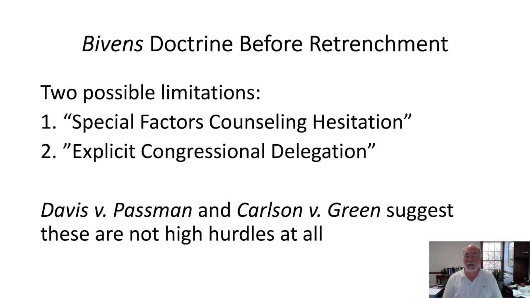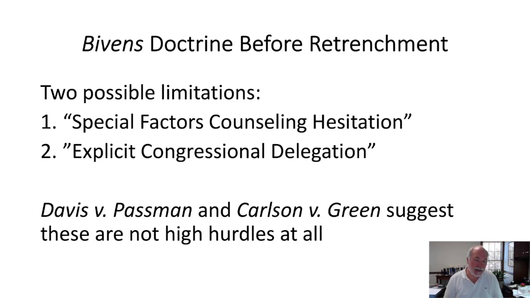This section of the video is only about the Bivens doctrine. What we're doing today is, remember that before the retrenchment, Bivens had two possible limitations: the special factors counseling hesitation and explicit congressional delegation. Bivens didn't tell us much about either factor. And after Davis v. Passman and Carlson v. Green, those cases tell us that these two possible limitations really are not limitations at all. They're not very high hurdles.